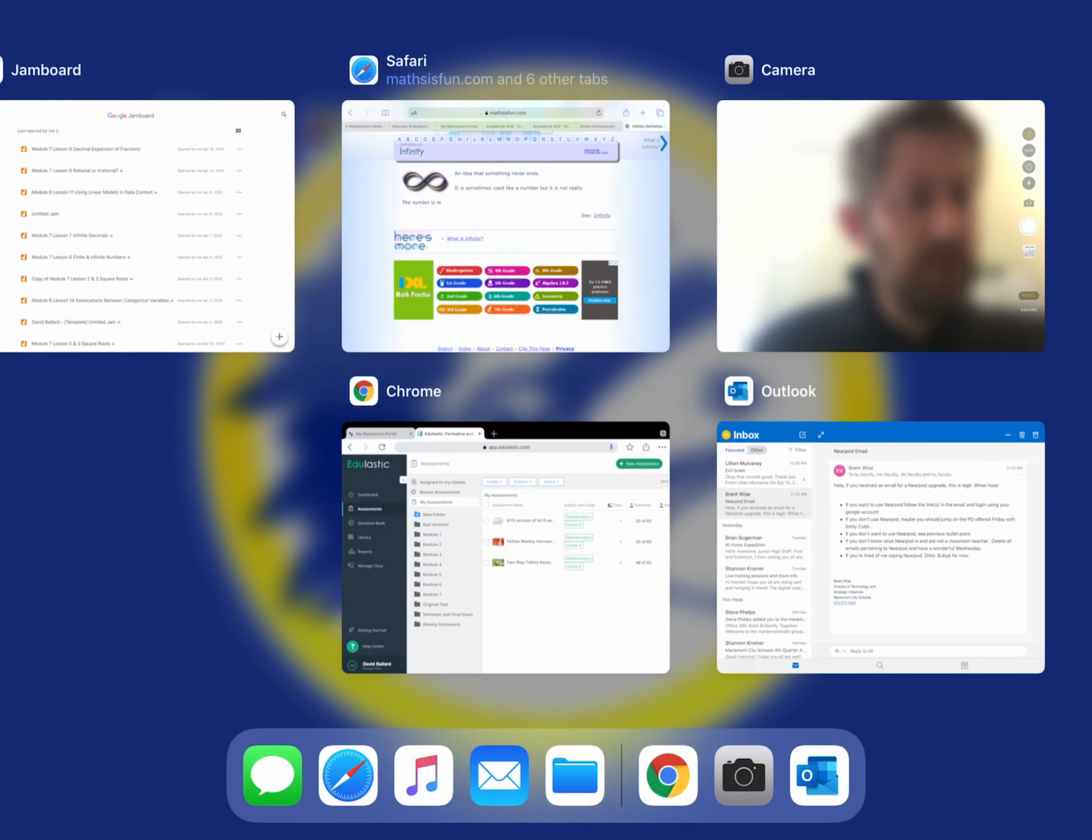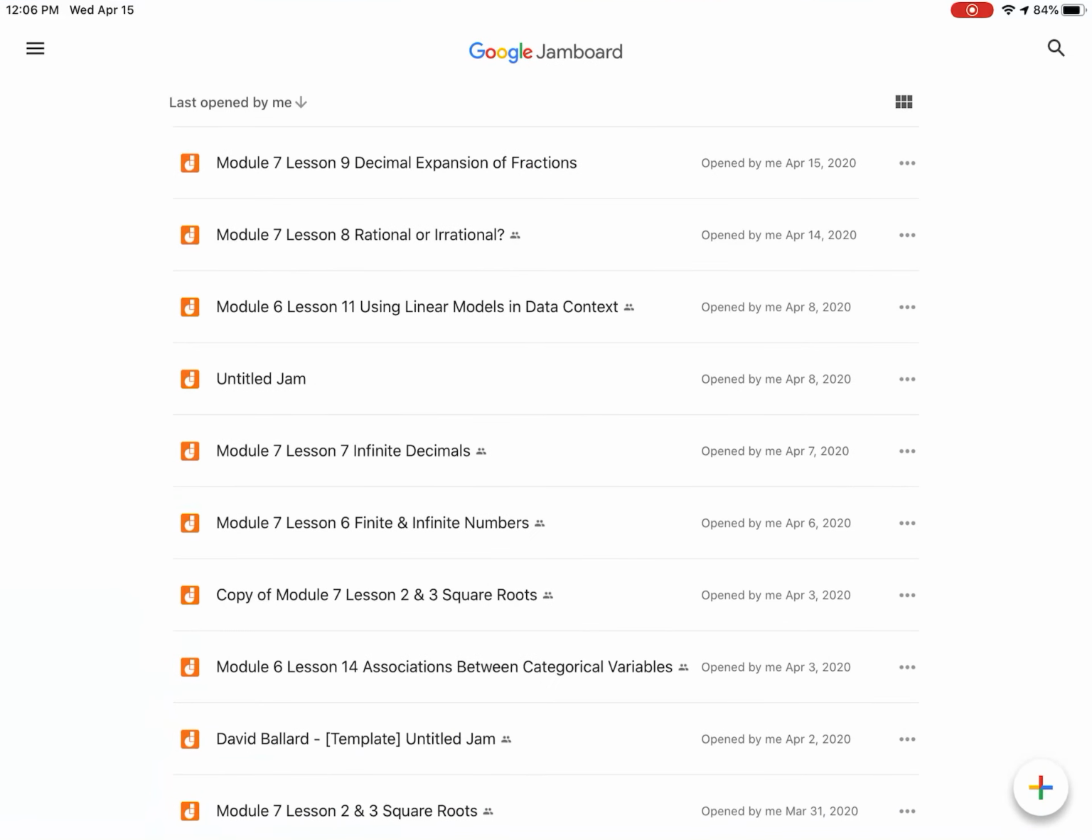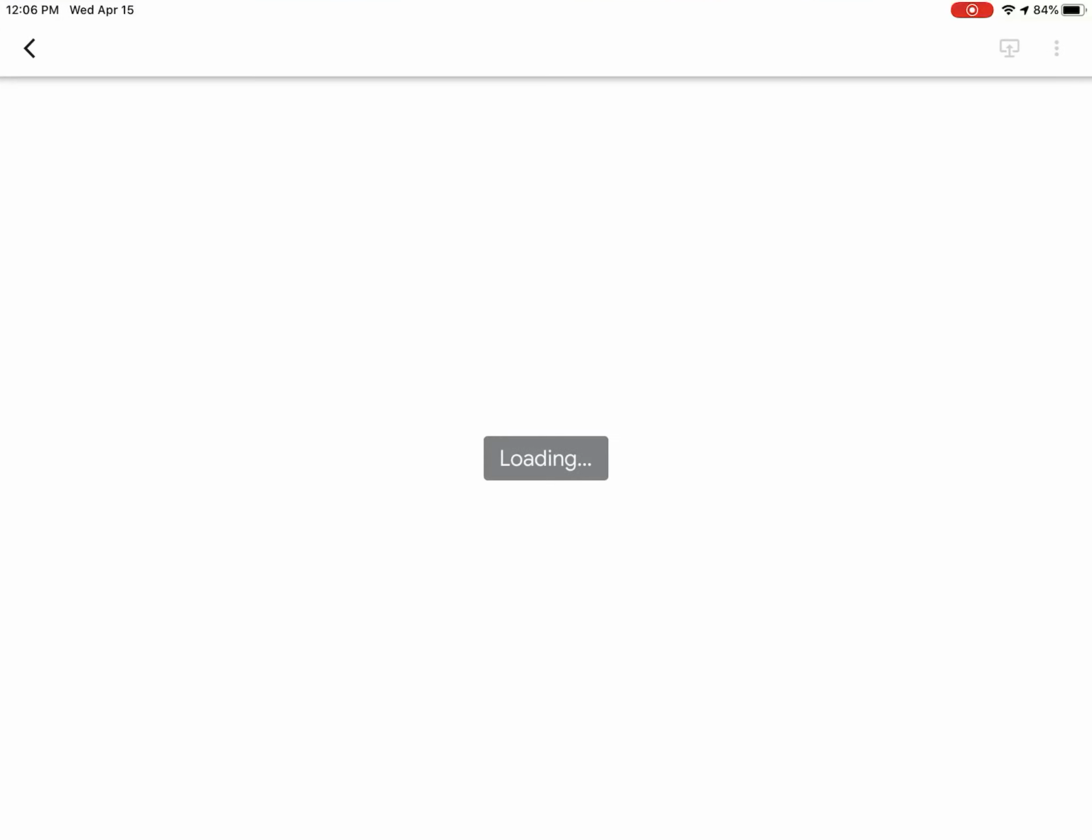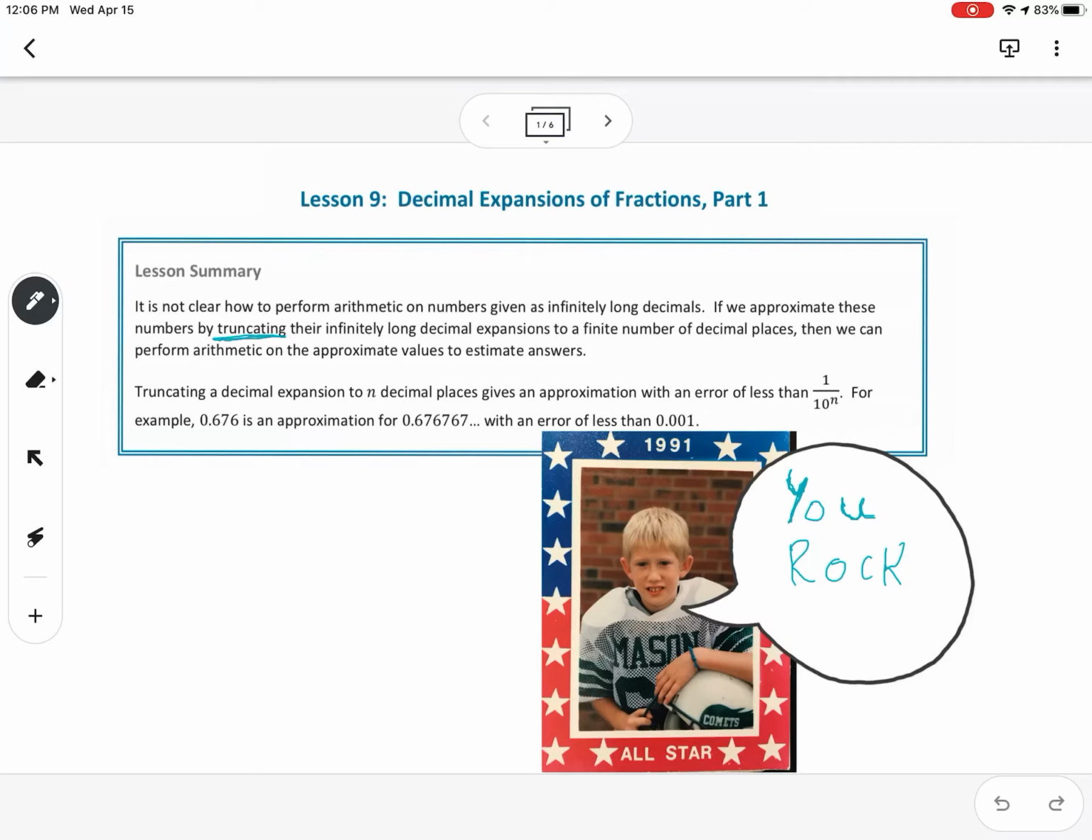Let's jump right into it. Last time you did some rounding with numbers that did not terminate, that went on forever, and then did some calculations with them, whether it was adding, subtracting, dividing, or both. Today we're going to do something similar, but just a little bit different.